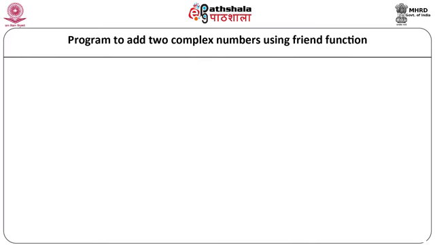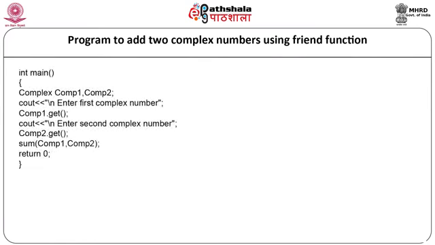Now we will start with our main function, integer main. Here we are going to declare two objects of class Complex as Complex comp1, comp2. We will display the message to the user, enter the first complex number, we will take the input as comp1.get. cout "Enter the second complex number", we will take the input as comp2.get. Now we are going to call the function sum. Here comp1 and comp2 are the objects of class Complex, which will be passed as arguments, and return 0.